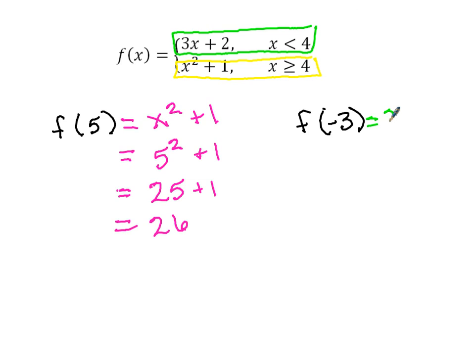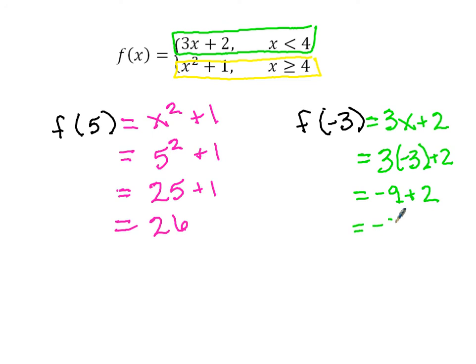So I'm going to write down 3x plus 2, and I'm going to substitute negative 3 for my x value. 3 times negative 3 plus 2. And simplify. Let's multiply first to get negative 9 plus 2 and have my final answer of negative 7.